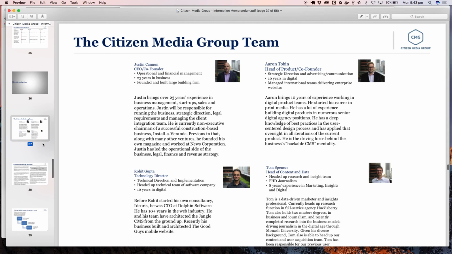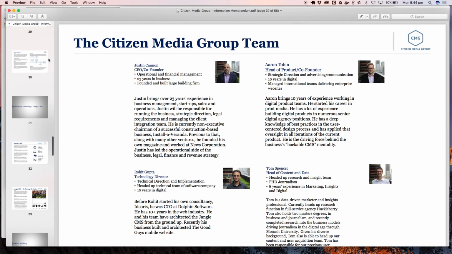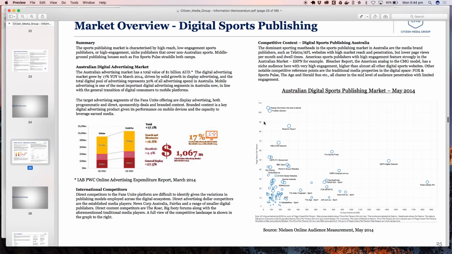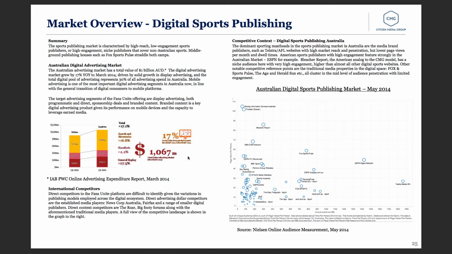I'll give you a quick run through. This is the team at the time. Then we went through structure. And then one thing I'll show you before I go somewhere else here. So that's an example of a way that I was trying to articulate the market opportunity and the competitive context.